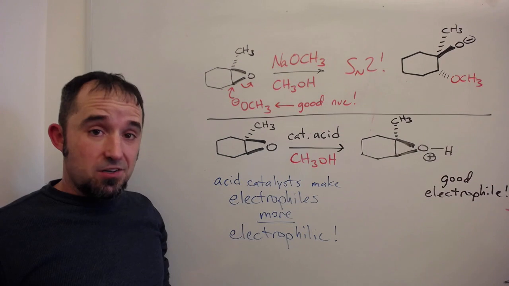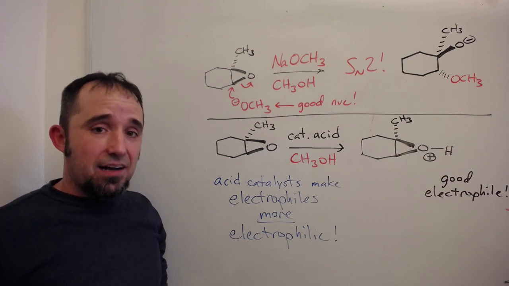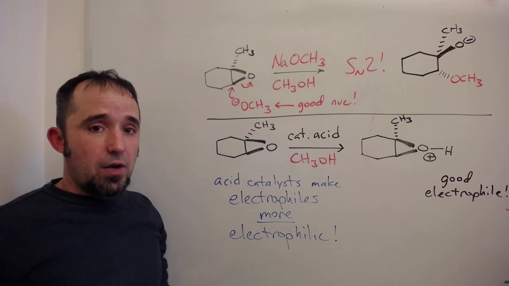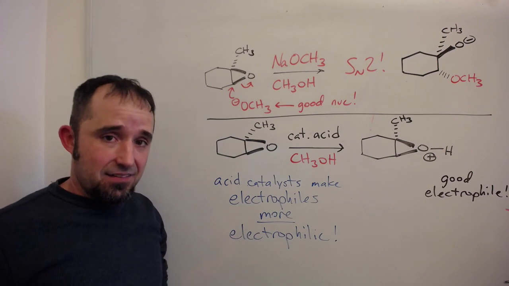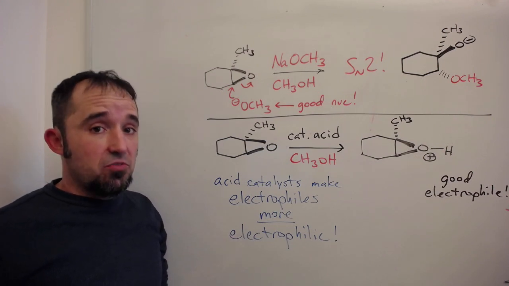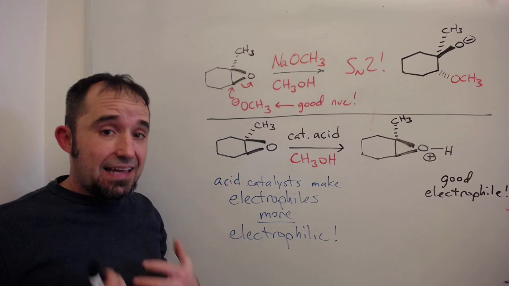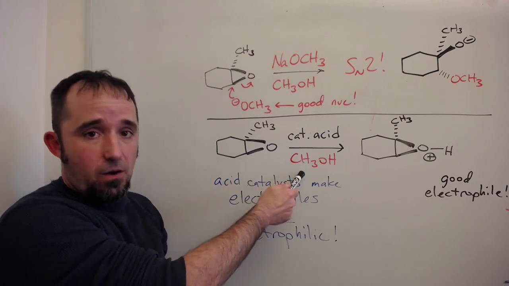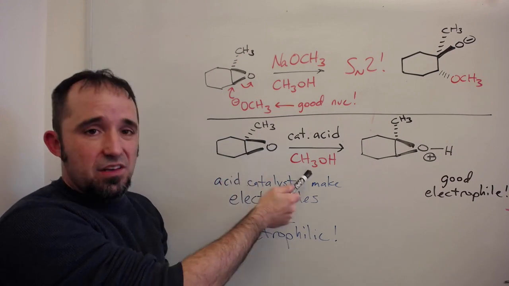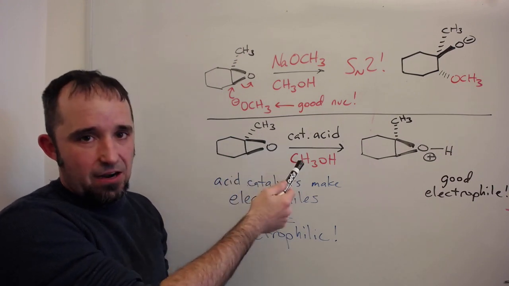So now I want to talk about acid-catalyzed epoxide ring opening. Before, we were counting on a really good nucleophile, but when I have an acid catalyst, I'm not making a really good nucleophile, I'm making a really good electrophile. So if I just have an epoxide and methanol together, neither one of these is very reactive. They're just going to stare at each other.